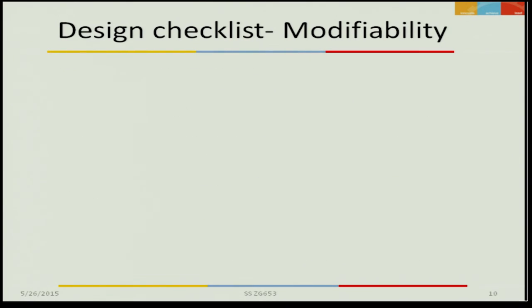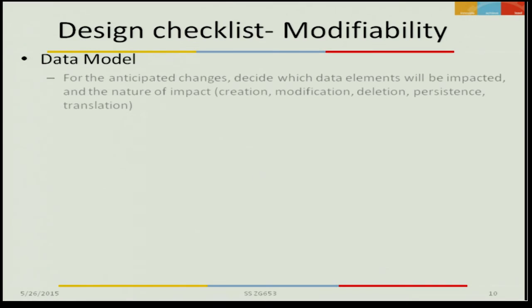Let's look at a few more design checklists for modifiability. About the data model: again, identify for anticipated changes what the data elements are that will be impacted and what the nature of the impact is. For example, will it be a new creation of data, or a creation of a new type of data, or existing data? Would that be modified? If it is modified, to what extent is it going to be modified?